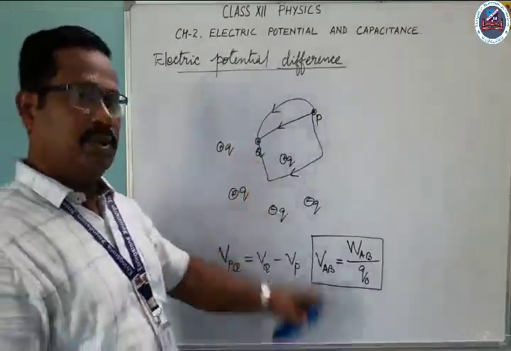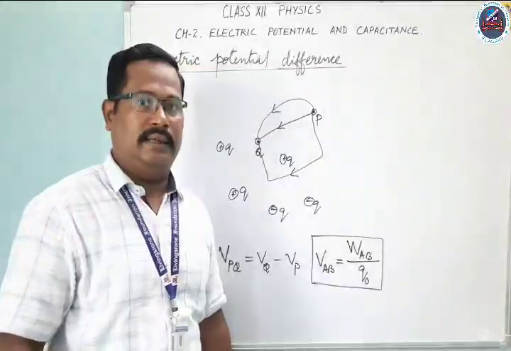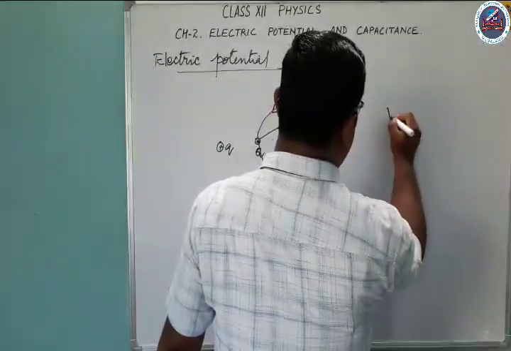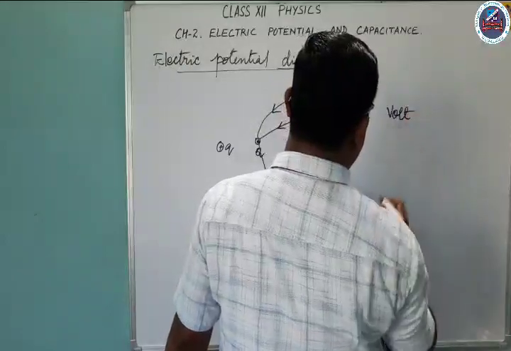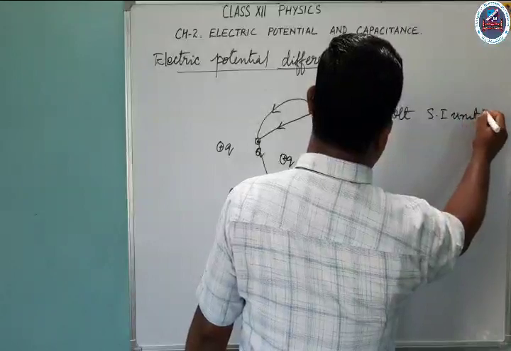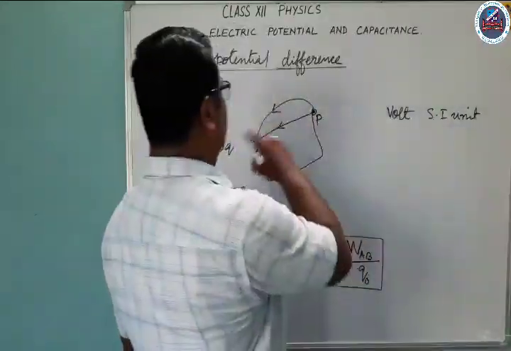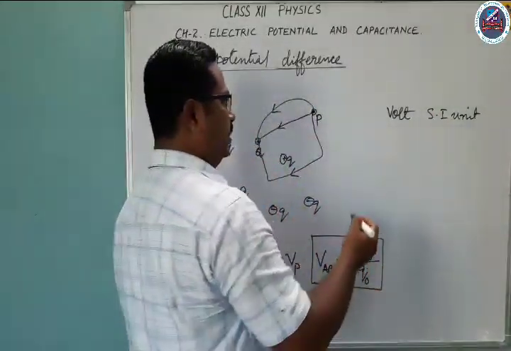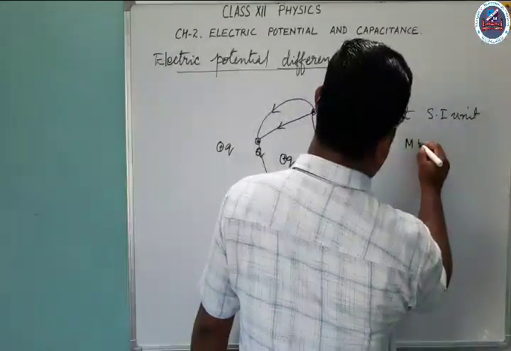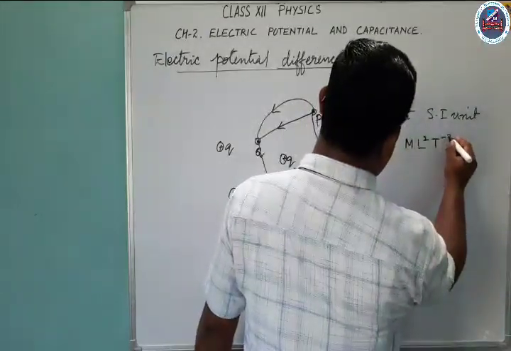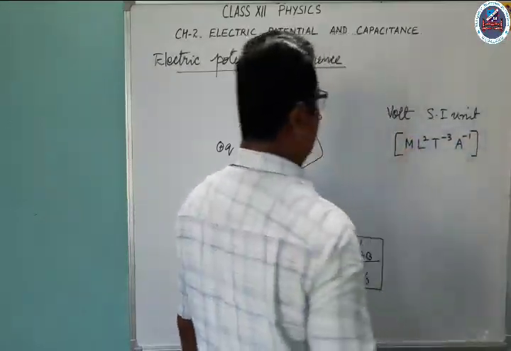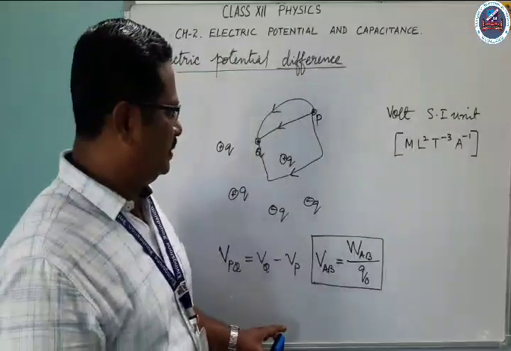Potential difference is also a scalar quantity. Its SI unit is 1 volt. We write it as volt, the SI unit. And its dimensional formula is also the same as that of electrostatic potential at a point, that you wrote as M L^2 T^-3 A^-1. The dimensional formula also remains the same.